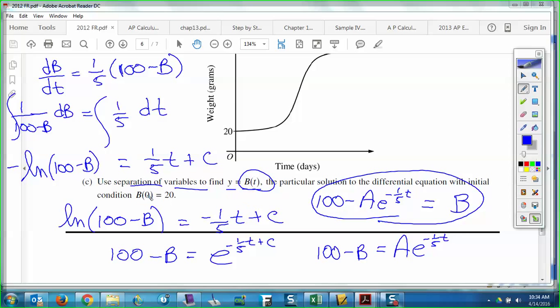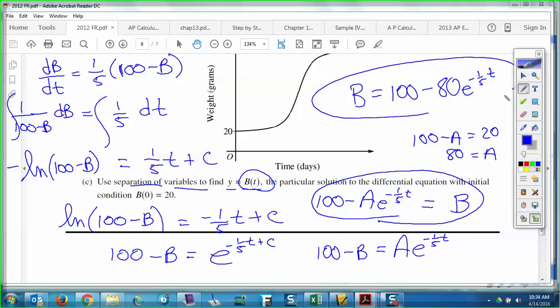So now we'll do that. We'll put a 0 in for t. E to the 0 is 1. So I get 100 minus a equals 20. Add the a over to the right. Subtract the 20. I get 80. So final answer: 100 minus 80 e to the negative 1/5 t.